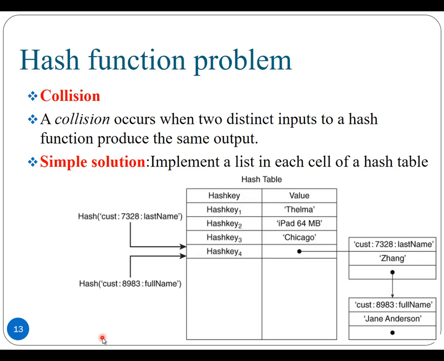A simple implementation would be to implement a list in each cell of the hash table. This could be a simple solution. Okay, look here. For example, these two inputs, customer number 7328 and the attribute last name, customer number 8983 and the full name. Okay, so here you see different customers with different IDs.